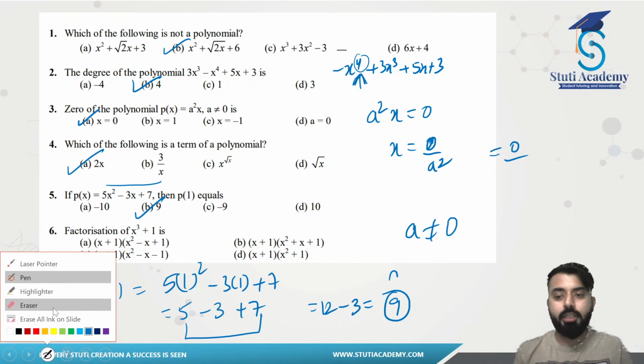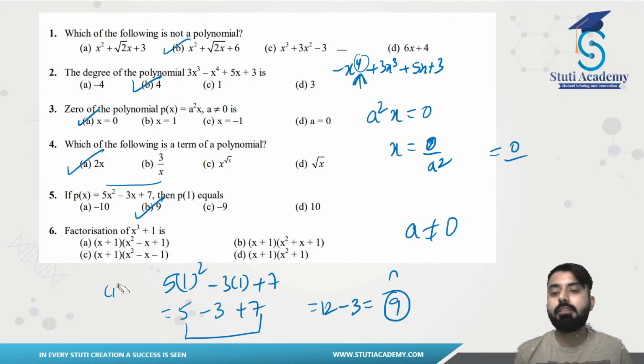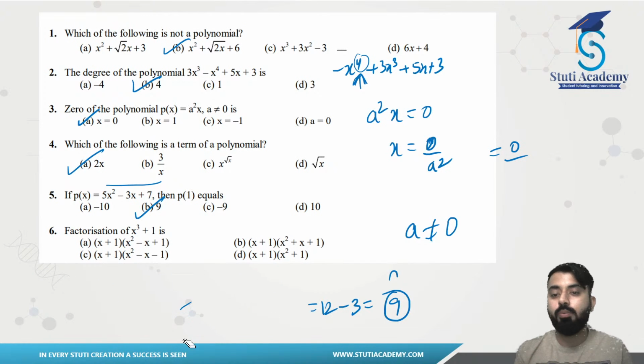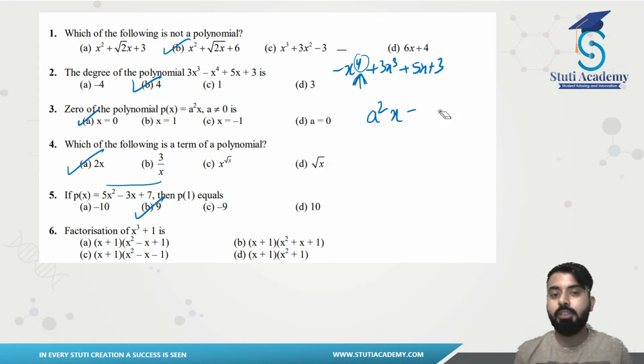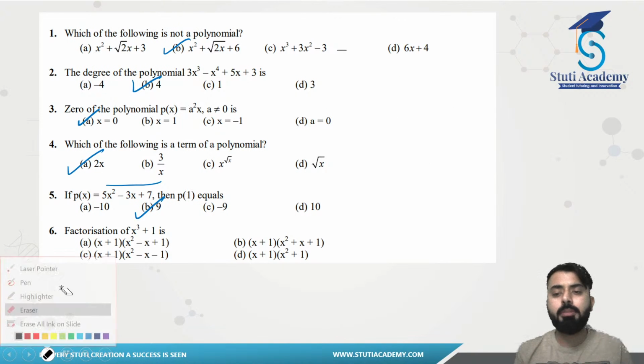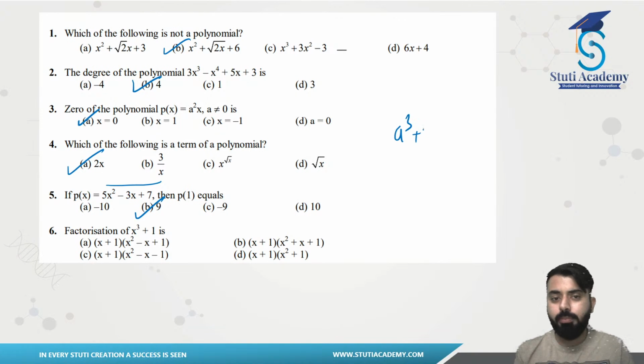Now in our last part, we have to factorize this equation, x cube plus 1. Here you should be remembering your identity. You remember the value of a cube plus b cube. That was a plus b into a square plus b square minus ab.